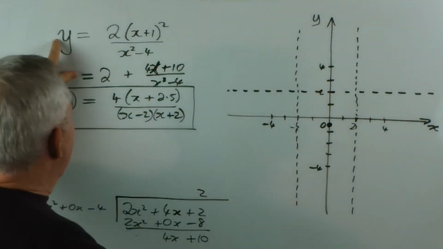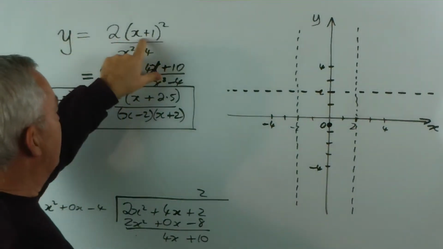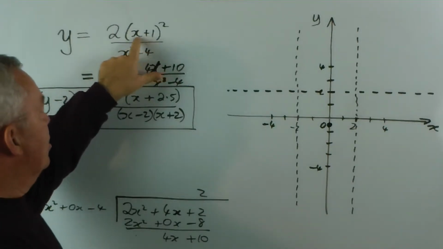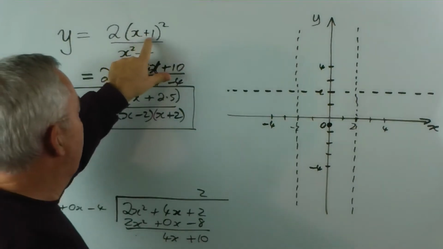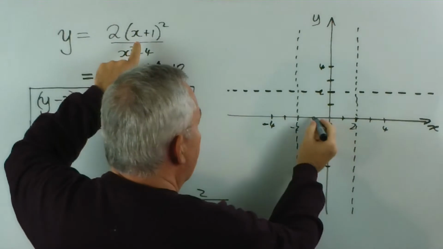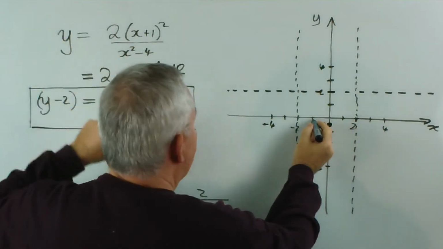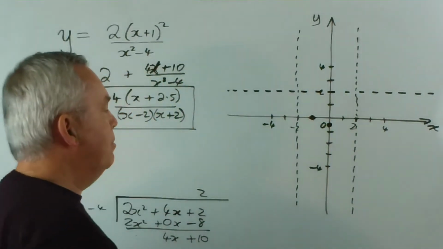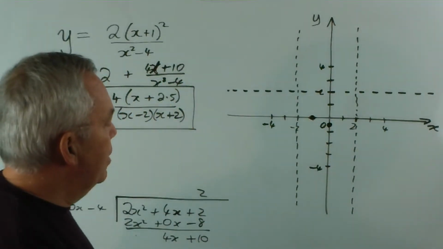When y is 0, I require a 0 on the top. And what value gives me a 0 on the top? x equals minus 1 does, or negative 1. Negative 1 plus 1 is 0. So at x equals negative 1, y is going to equal 0. Okay, well that's interesting. They're both in the same region.